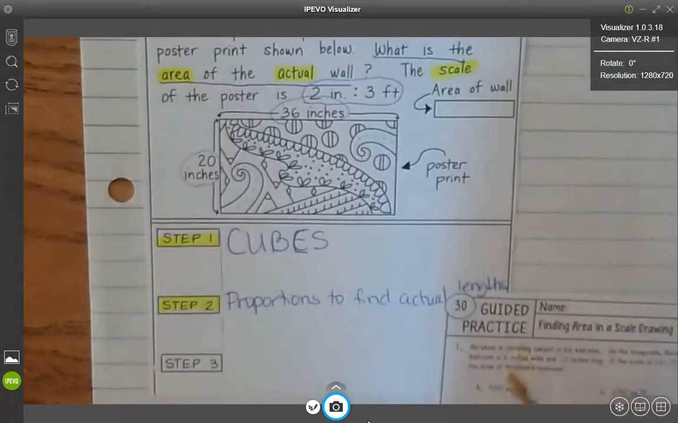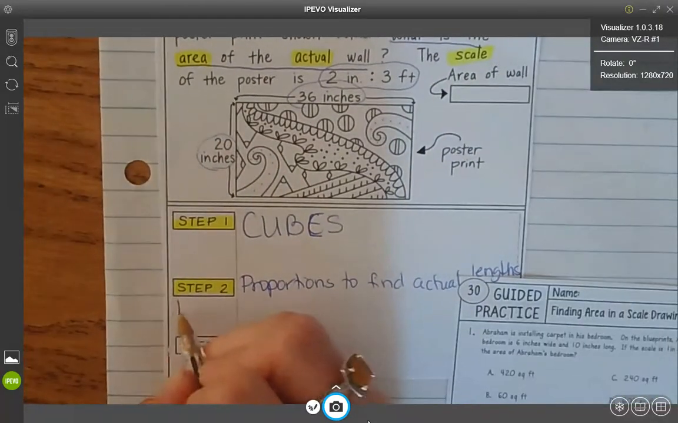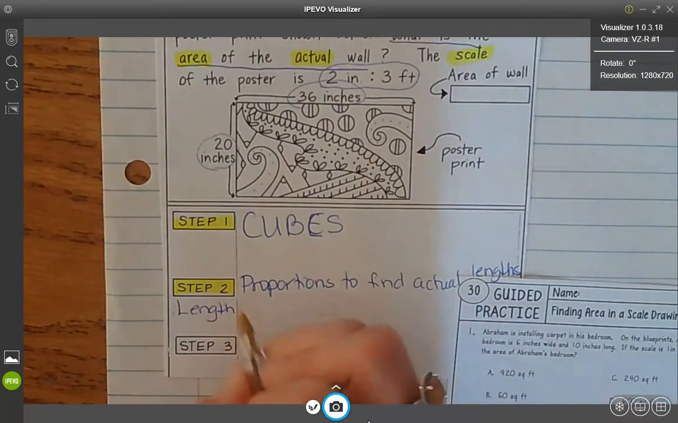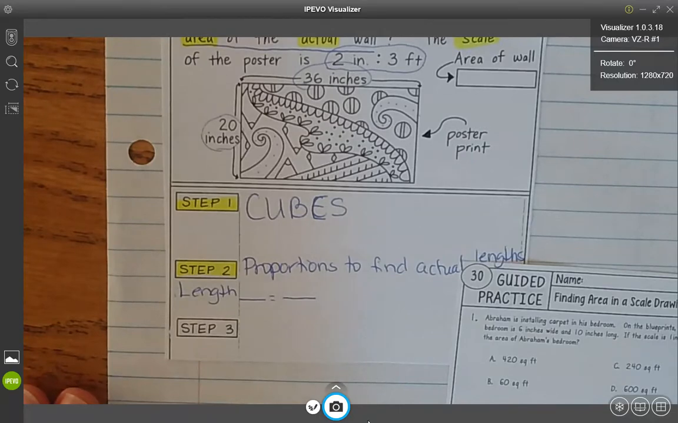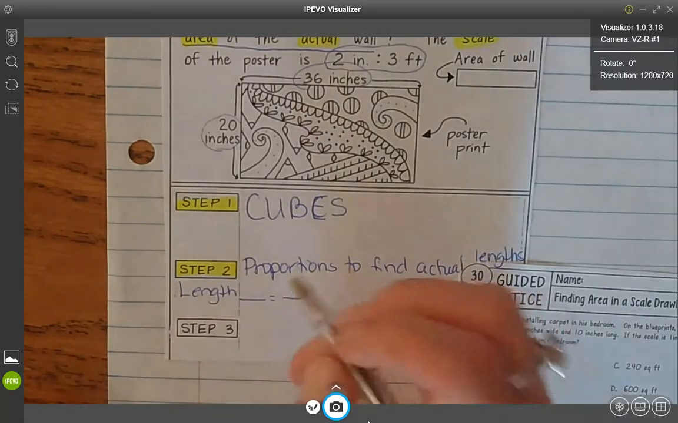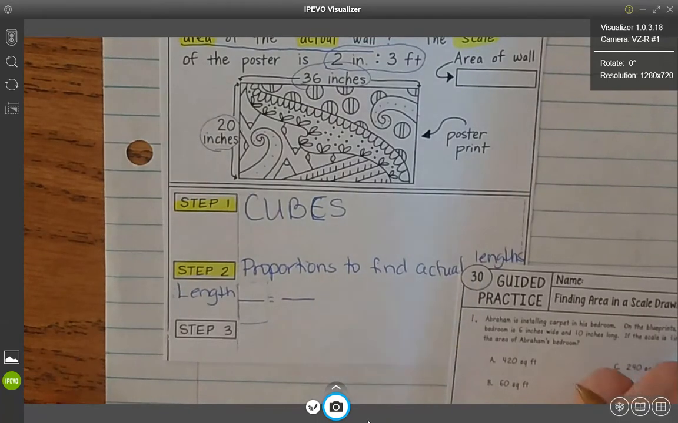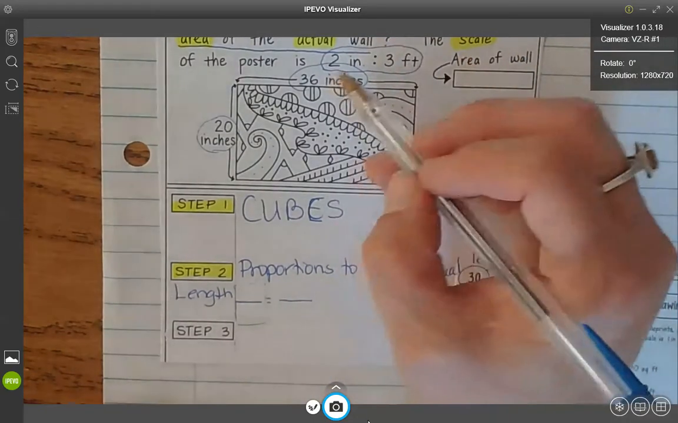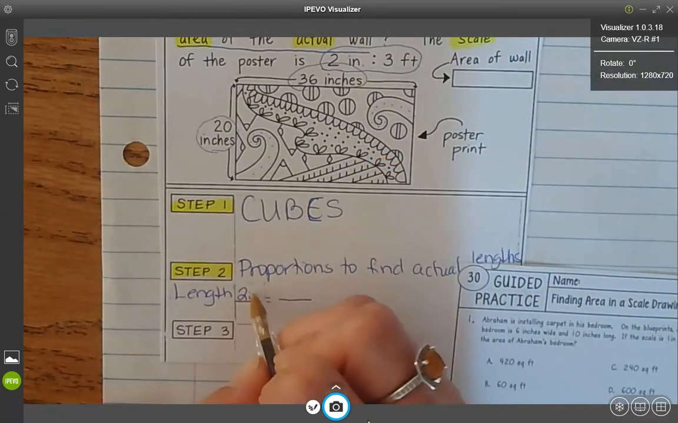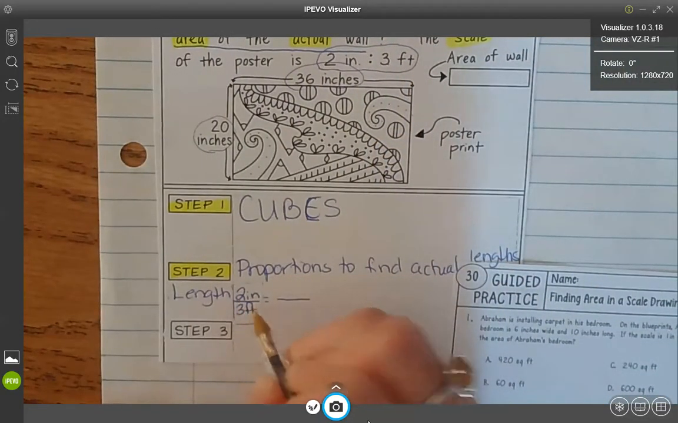All right. So whenever it comes to area of a rectangle, we have length times width, right? So let's work with length first. What always goes on the left-hand side of our proportion? The scale, right? It's the ratio, the scale ratio. So the first number goes on top, which will be 2 inches. And the second number will go on the bottom, which will be 3 inches. No, sorry, 3 feet.